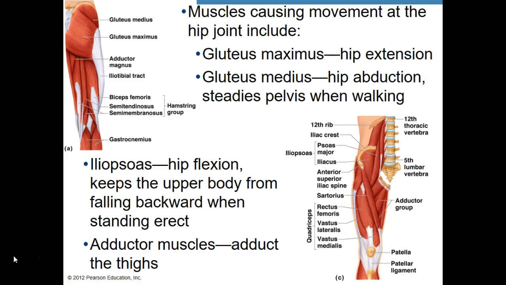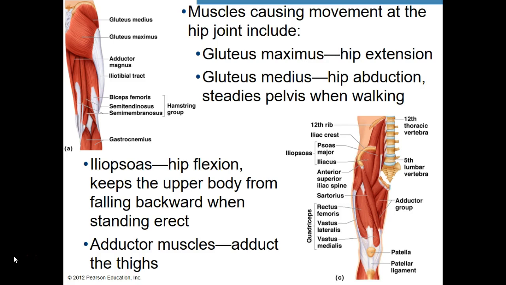So there's a couple of muscles that do the motion at the hip joint. The first two that you've probably heard of before, you've probably heard of the gluteus maximus. This is going to be a hip extensor, so it's going to help with the extension at the hip joint.